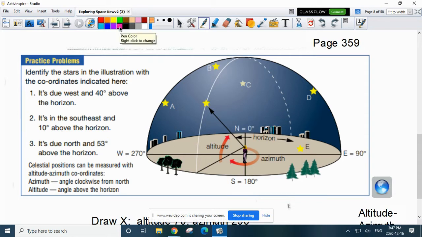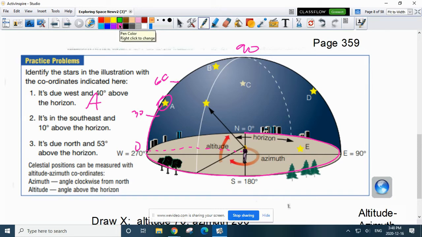Okay, and so first one says it's straight west and 40 degrees above the horizon. So you start flat and you go around until you hit straight west. Or if you want, you can go from the center, straight west, and then it's 40 degrees up. Like up here is 90, this is 0, that's about 2/3, about 60, and then 90 degrees at the top. So if you do this and you go up, there it is. That's A.